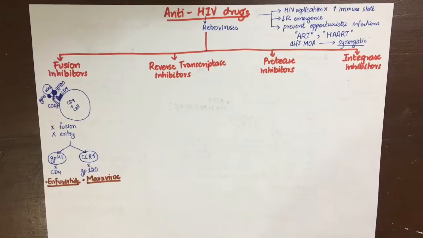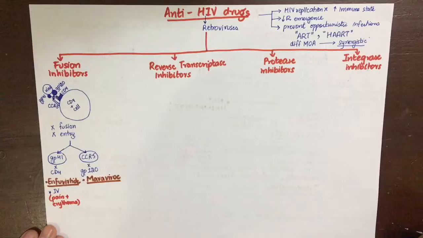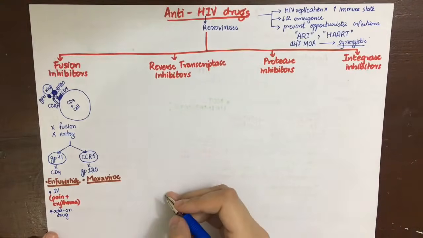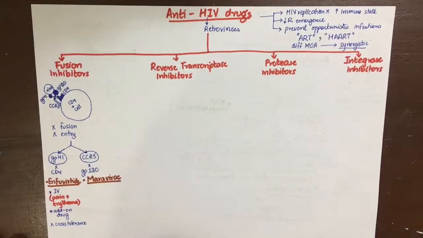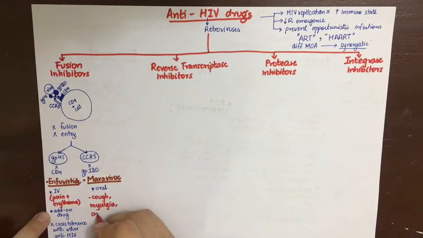Enfuvirtide is given as an IV injection, and there can be pain and erythema at the site of injection. It is basically used as an add-on drug in the patients who are not responding to the ongoing antiretroviral therapy. There is no cross-tolerance with other anti-HIV drugs. While maraviroc, as I said, is a CCR5 antagonist, it can be given orally, and its side effects include cough, myalgia, arthralgia, diarrhea, and hepatotoxicity.